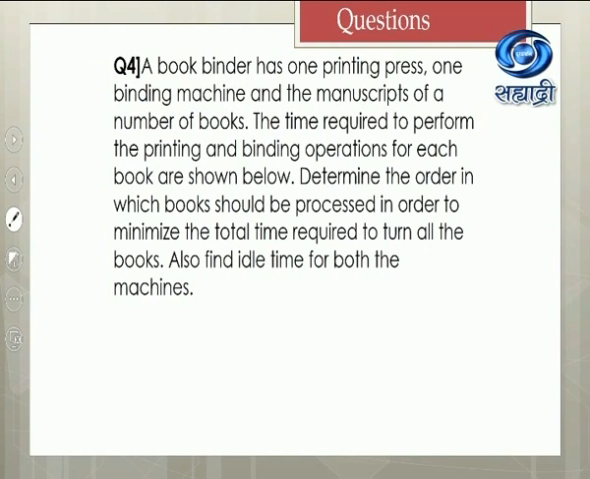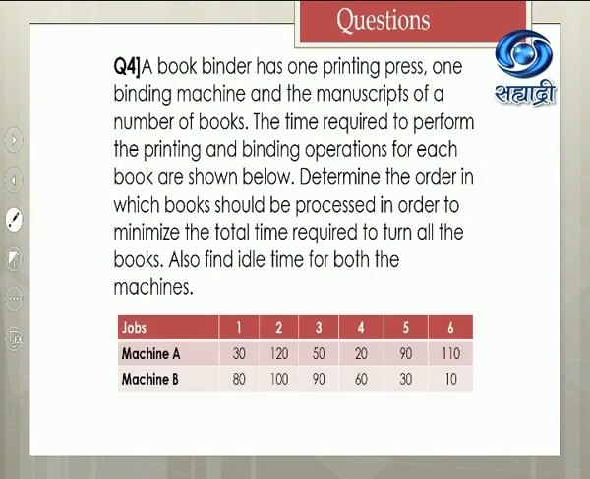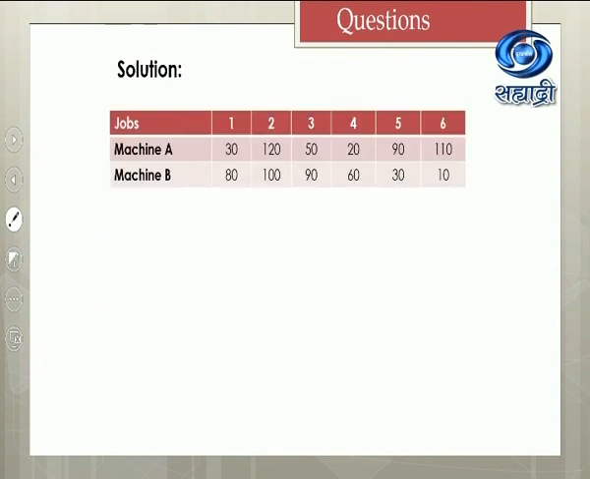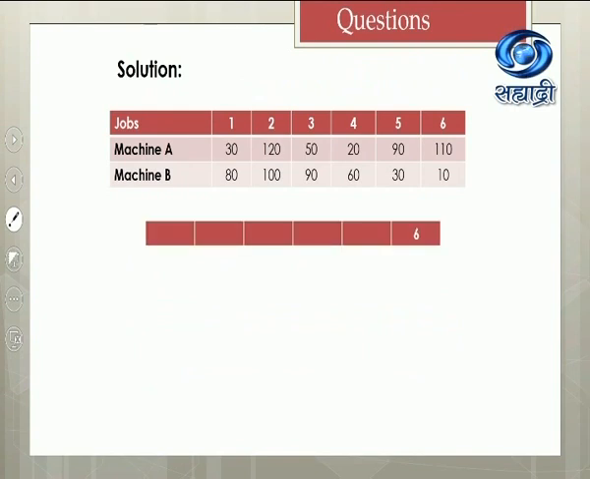Determine the order in which books should be processed in order to minimize the total time required to turn all the books. Also find idle time for both the machines. So there are 6 jobs given to you on machine A and machine B, both. So here the solution is, find out the minimum again. Minimum is on job 6, which is 10 and it is for machine B. So you will write on the right hand side.